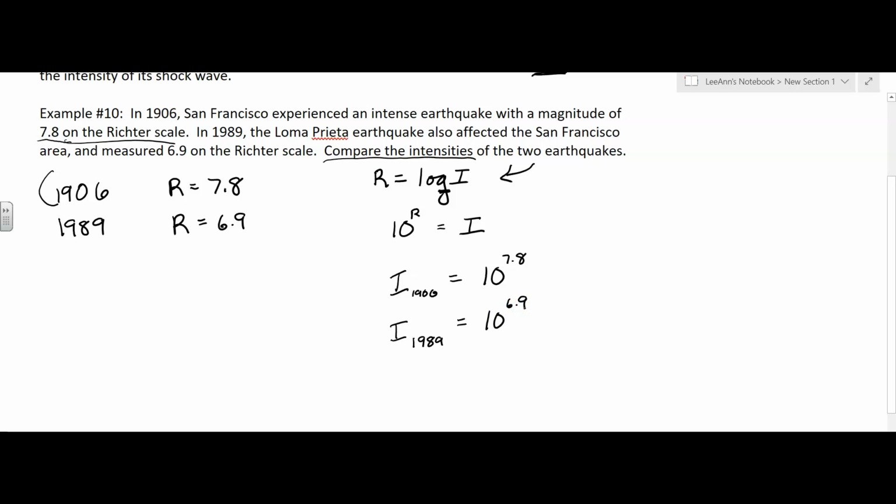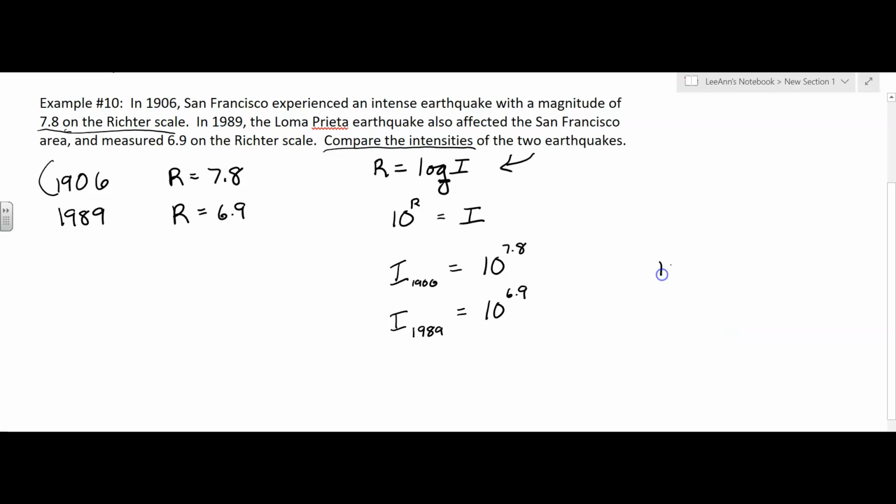Now what they want us to do is compare them. So they want us to take 10 to the 7.8 over 10 to the 6.9. That will tell us how much greater the earthquake was. Now to do this calculation, you're going to need a calculator. So you're going to say 10 to the 7.8 divided by 10 to the 6.9.